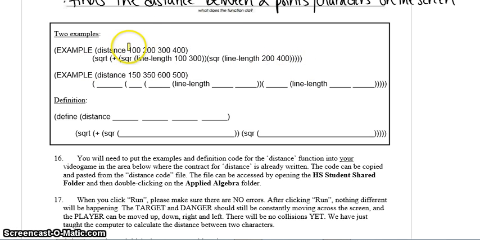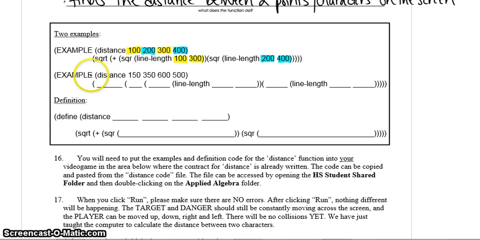I do want to point out here that the 100 and the 300 are the x coordinates. So you'll notice that when we do line length, we keep the two x coordinates together. We want to actually find the distance between the x coordinates separately from the y coordinates. So the two y values here are 200 and 400. Those are the two numbers that need to appear together for the line length function to calculate the distance between just the y's. So the first example is totally done for you.